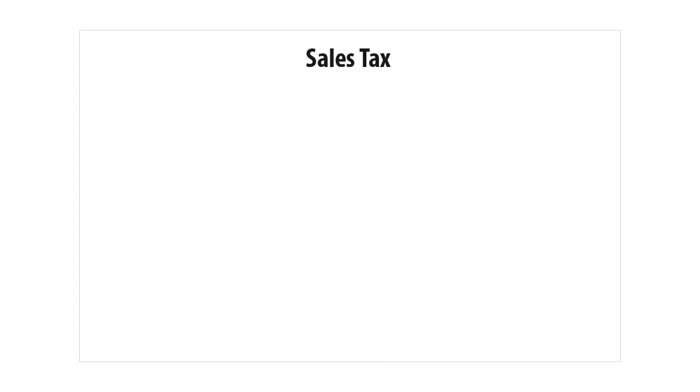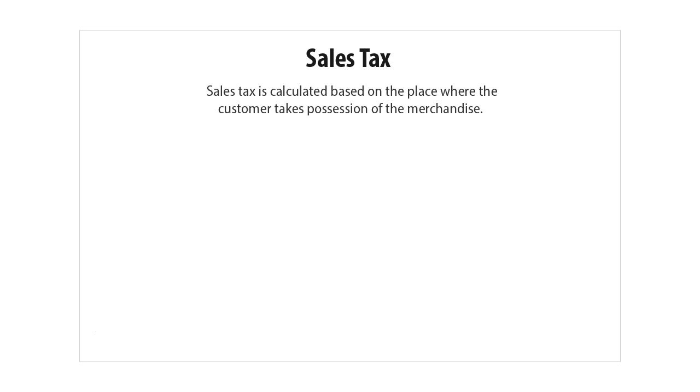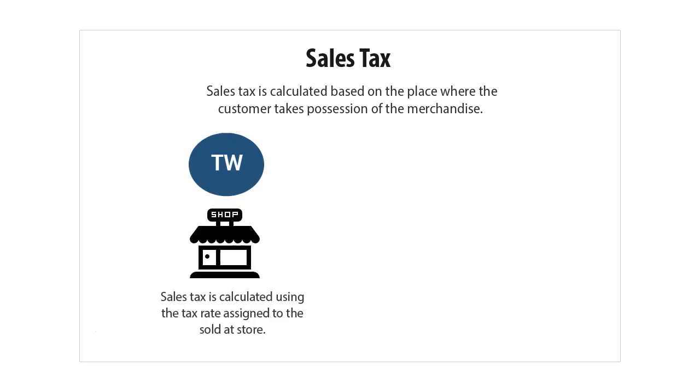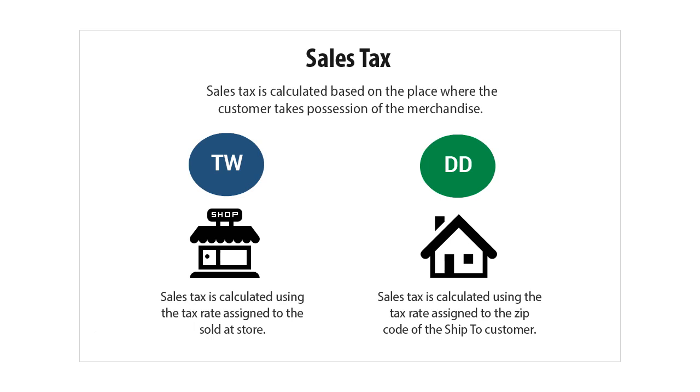It is important to understand that sales tax is calculated based on the place where the customer takes possession of the merchandise. For a take-with transaction, sales tax is calculated using the tax rate assigned to the sold-at store. For a delayed delivery order, sales tax is calculated using the tax rate assigned to the zip code of the ship-to customer.